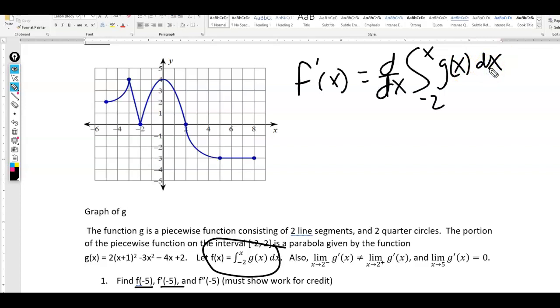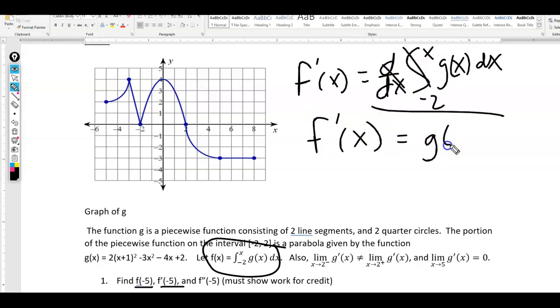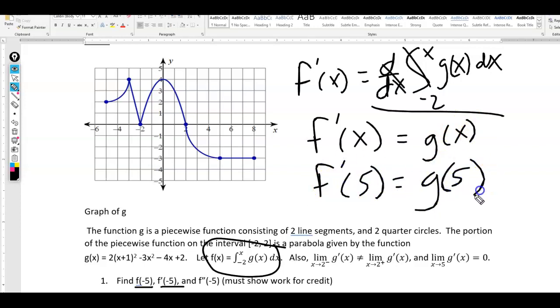And this is the second fundamental theorem of calculus. When you take the derivative of an integral, they just cancel out. And what you're going to be left with then is just g of x. So if they want us to find f prime of 5, then that means just find g of 5. In other words, what is the y value for the g function at x equals 5? What's the y value at that point? The answer is negative 3.